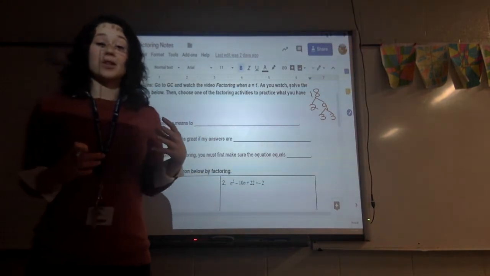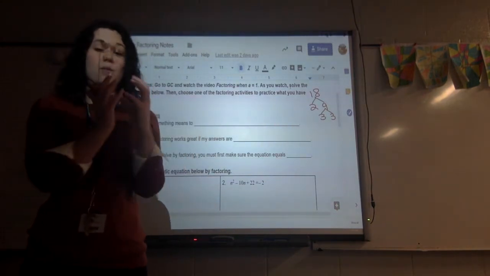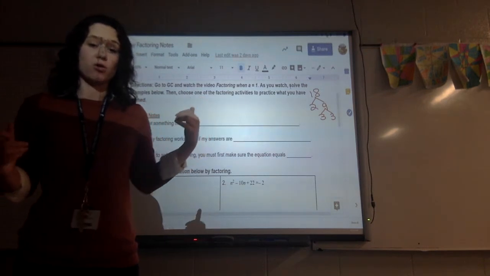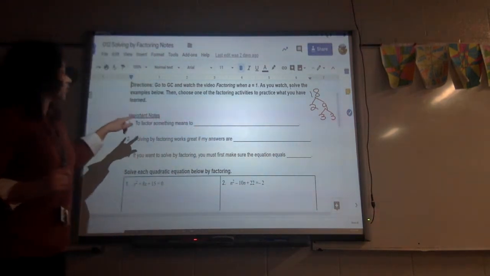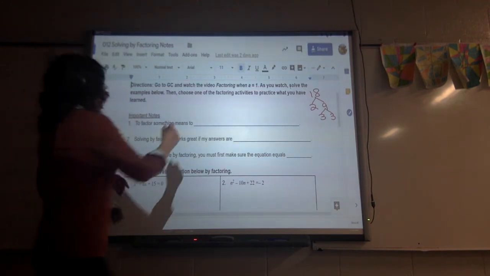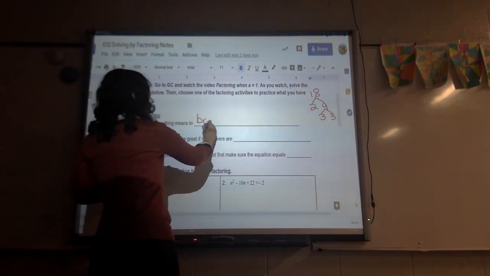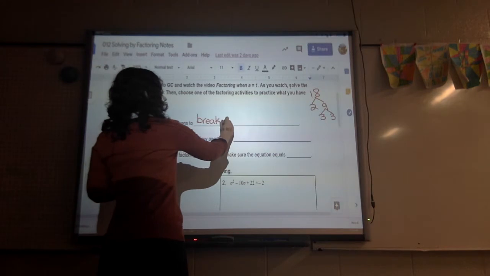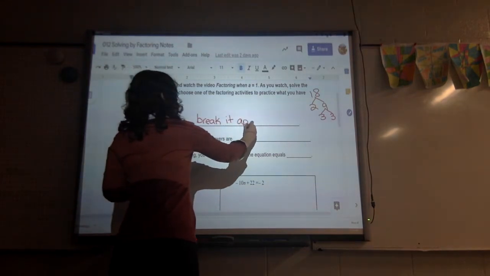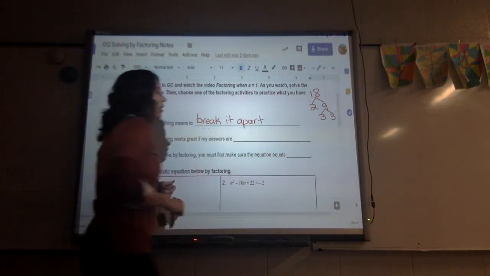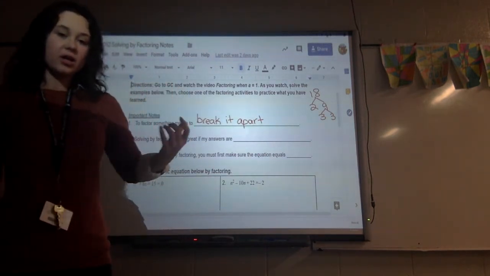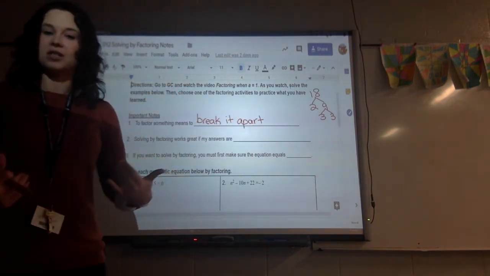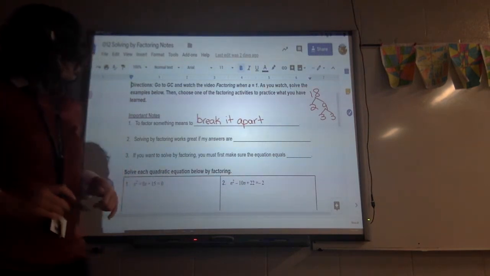So what I've just done to the number 18 when I factored it is I broke it apart into some smaller numbers. And that's exactly what factoring is. If I factor something, that means that I break it apart. Okay? So what I'm doing is I'm taking a bigger number, I'm breaking it into smaller pieces so that it's easier to work with. Okay?